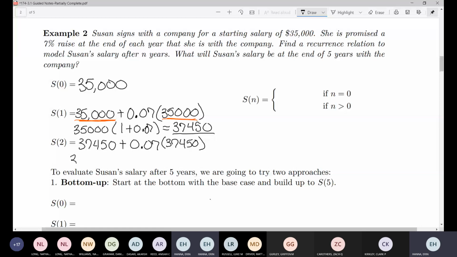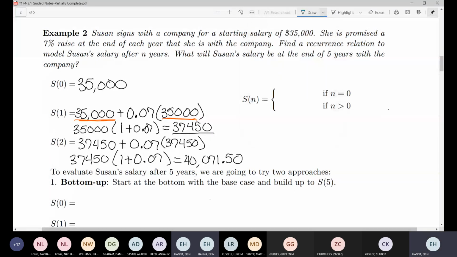Again, if I pull that equal value of the 37,450 out, I still end up with this pattern here. That's going to give me $40,071.50. So if I kept going, I'd still be finding this 1 plus 0.07 in each one of these. It would just be this value out front that's changing each time.